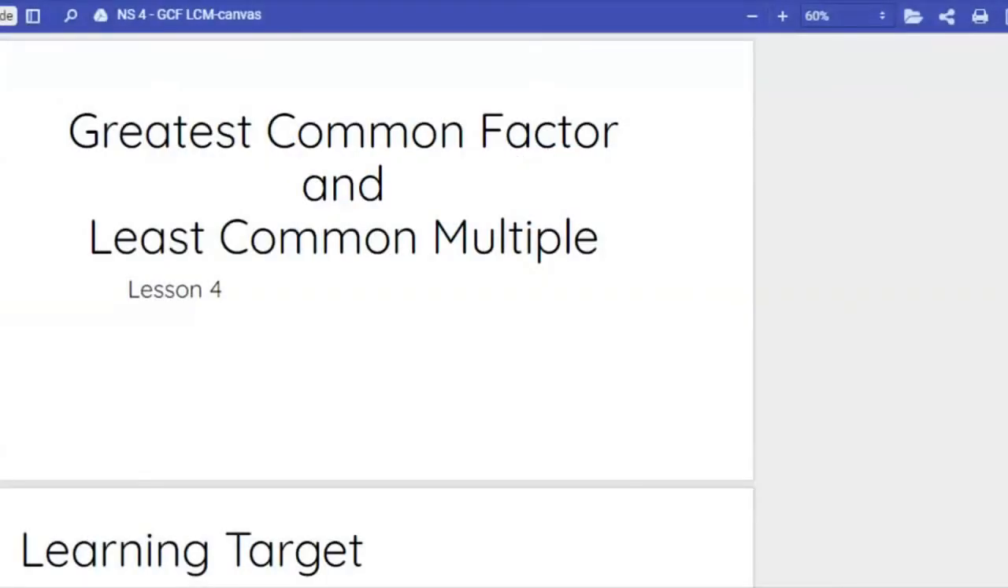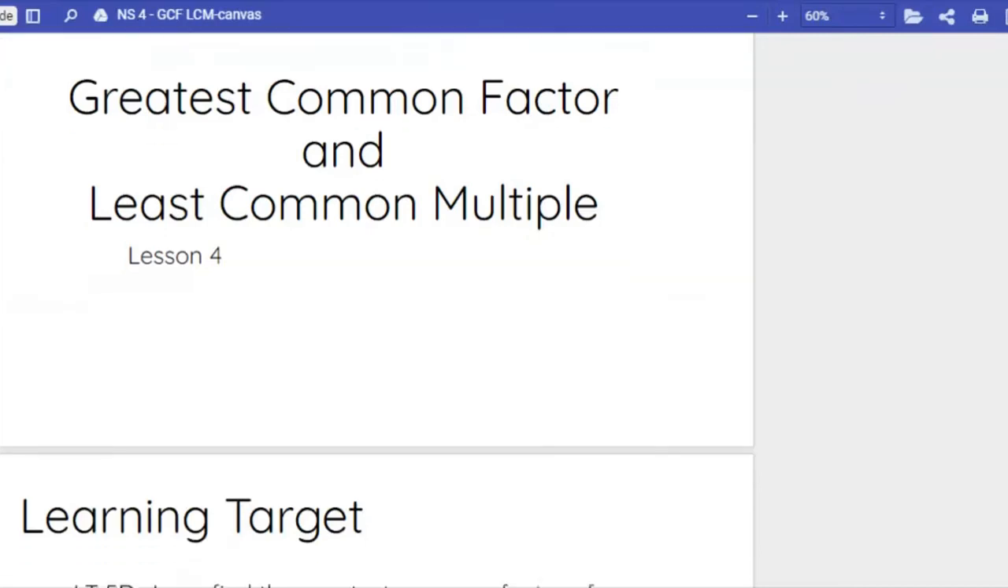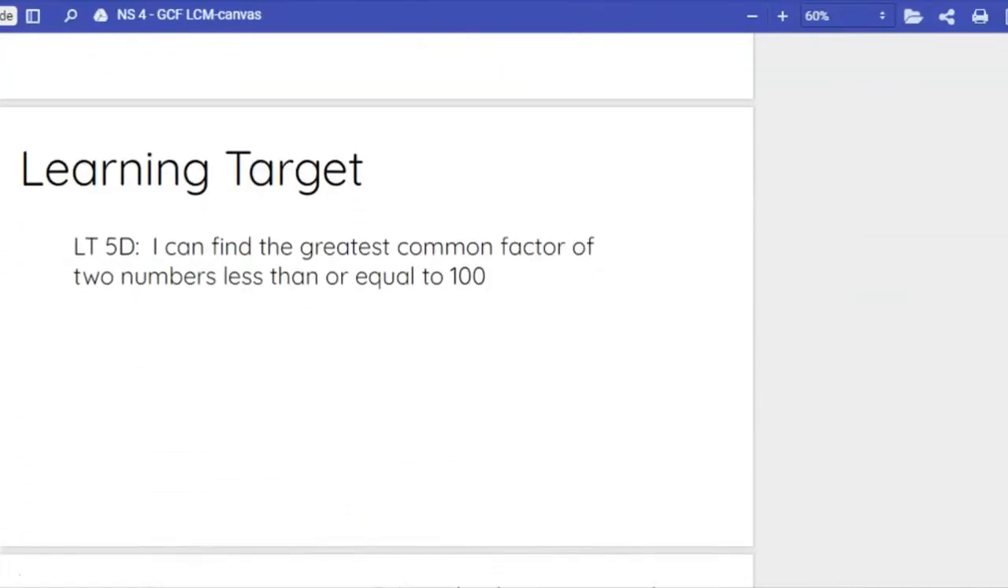This is Mrs. Skeen. Today we are going to cover greatest common factor and least common multiple. If we look at our learning target, it says I can find the greatest common factor of two numbers less than or equal to 100.